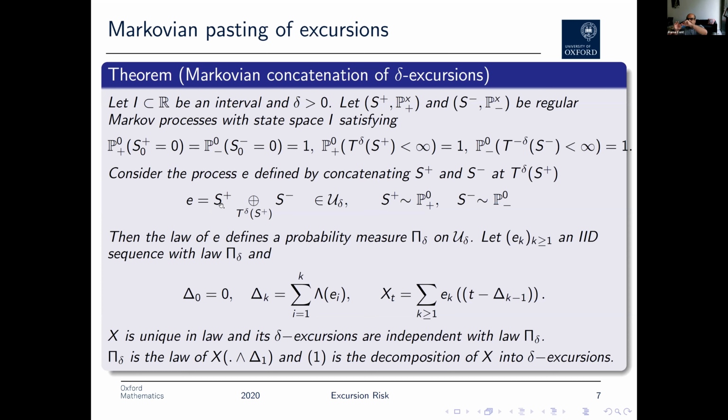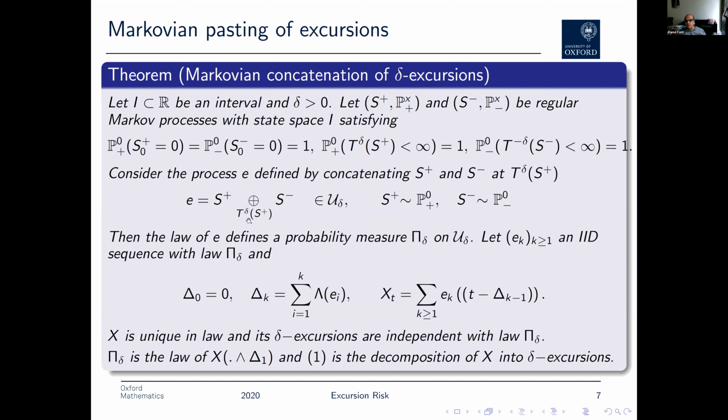I start from 0, I go up, I let it evolve, and at some point it will reach delta. This is the hitting time T delta of S plus. This is my notation for the first hitting time of delta. When I reach delta, then I stop S plus, and then I run the process according to S minus. I change parameters, and I run according to S minus until I reach 0, and then I stop. So I paste them together at delta, and I stop when I reach 0. This piece, I'm going to call it E. This is one delta excursion.